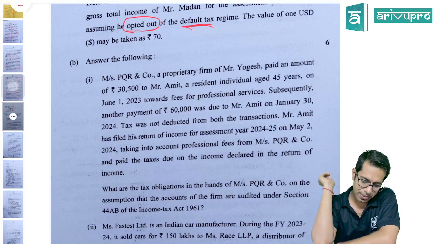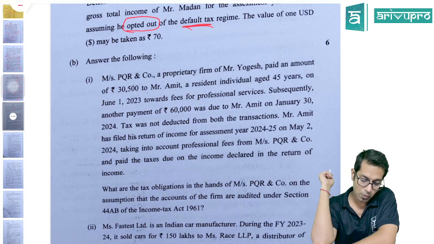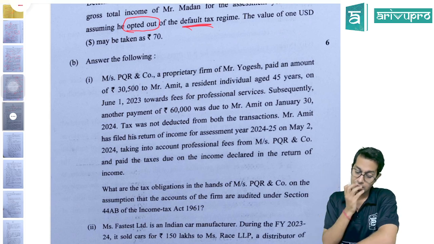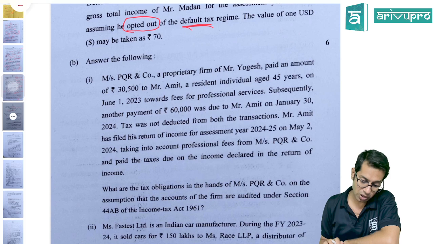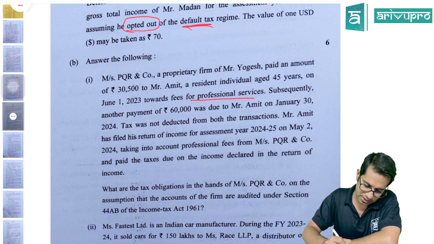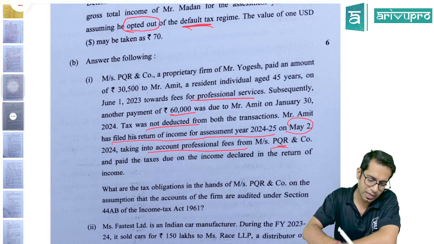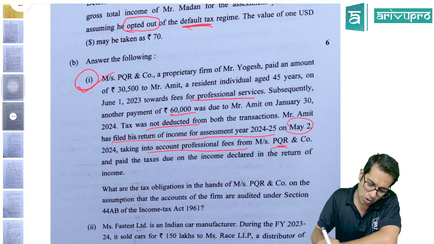Answer the following question. PQR and Company, a proprietary firm of Mr. Yogesh, paid an amount of 30,500 to Mr. Amit, a resident individual aged 45 years, on this date, towards fee for professional services. Subsequently, another payment of 60,000 was due to Amit on 30th January. The tax was not deducted on both of these transactions. Mr. Amit has filed his income tax return on May 2nd, taking into account the professional services received. Okay, so what are the tax obligations of PQR?